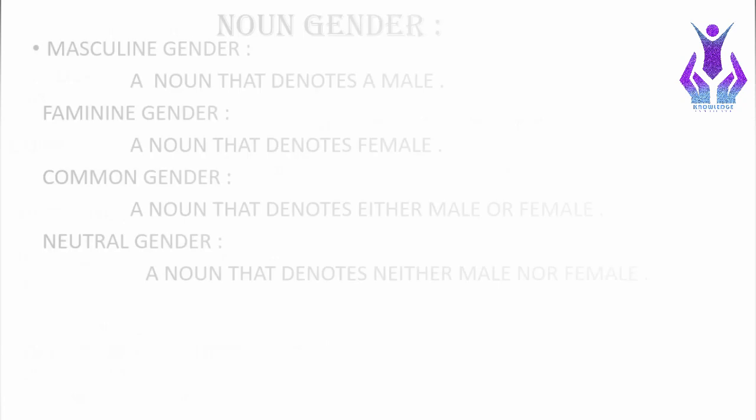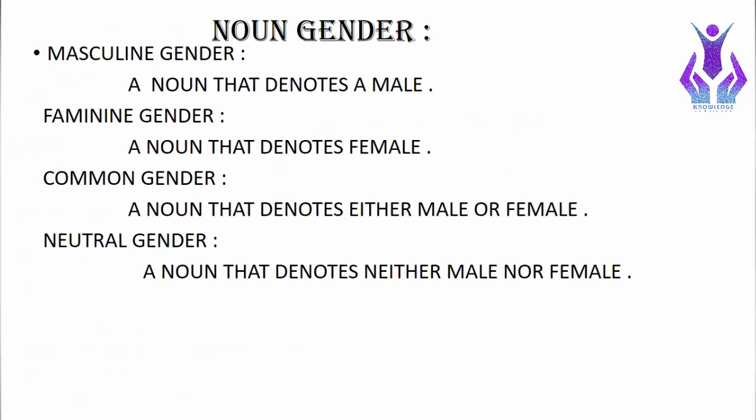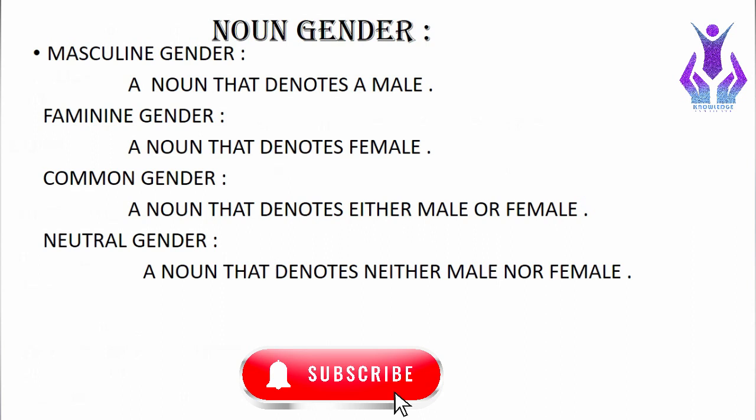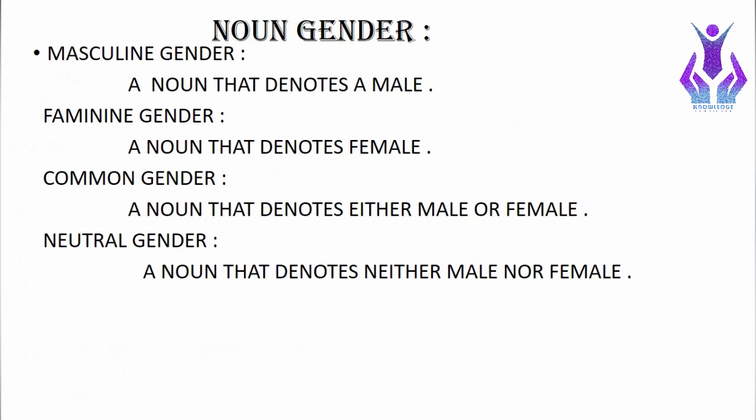The next thing is noun gender. It is something so important. We have four noun genders: masculine gender, feminine gender, common gender, and neutral gender. Masculine gender is a noun that denotes a male. For example, boy, lion, hero. So these are masculine gender.